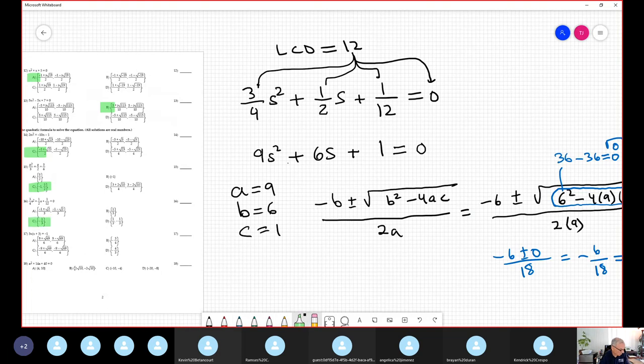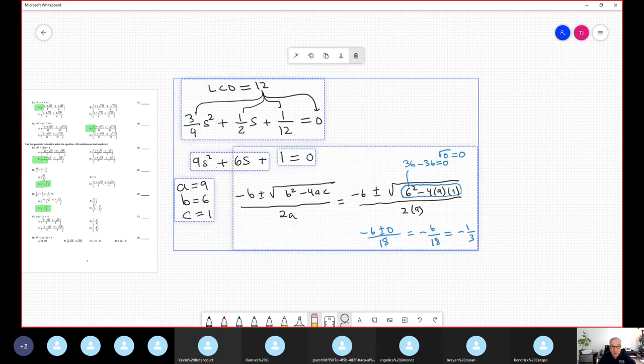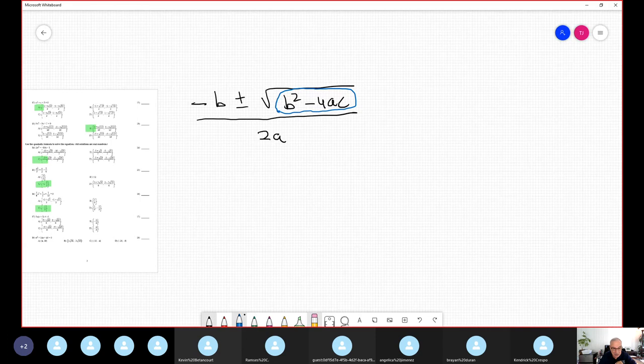Okay, so at this moment, I want to take advantage and summarize one idea. The behavior of the solution for a quadratic equation is determined, basically, by the sign of the expression inside the radical of the quadratic formula. The quadratic formula is minus b plus or minus the square root of b squared minus 4ac, divided by 2a. I focus on that part because that part determines the behavior of the solution. That part is called the discriminant. Discriminant is the technical name. It is normally denoted by capital D.